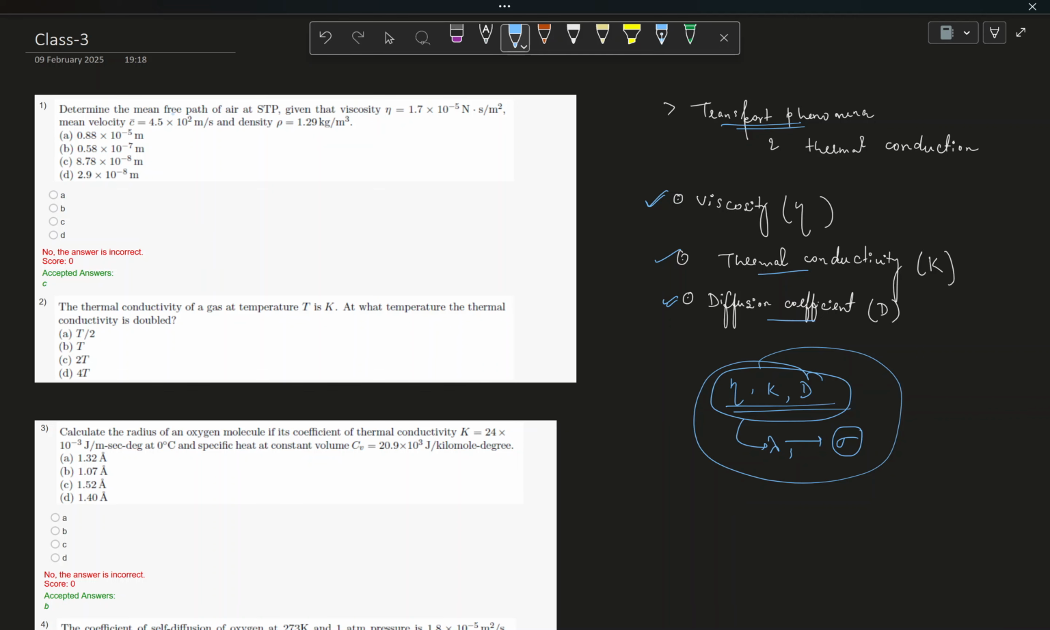It says: determine the mean free path of air at STP, standard temperature and pressure, given that viscosity eta is given by this quantity, 1.7 times 10 to the power minus 5. This is the SI unit of viscosity, Newton second per meter squared. So you can see Newton means force, unit of force. Then second is basically time, right, and meter square means it is area unit, right? So what you get is force into time per area.